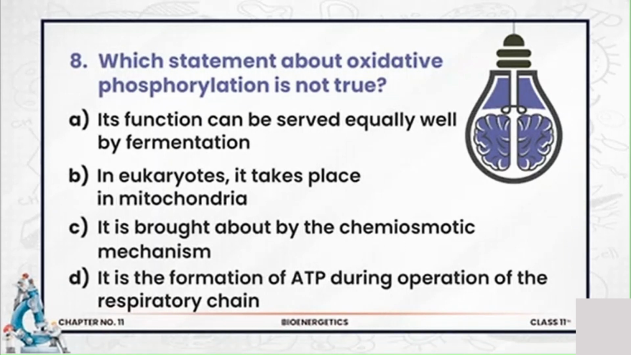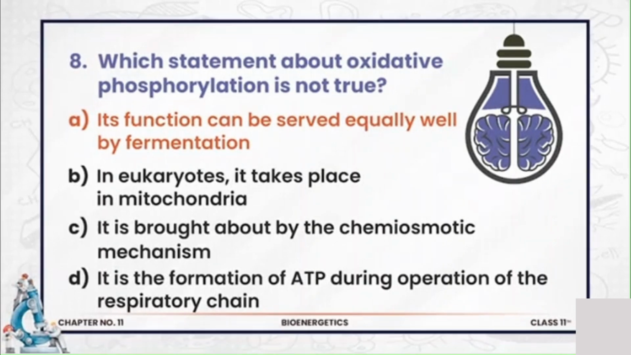Yes. Charlie option, it is brought about by the chemiosmotic mechanism. Delta option, it is the formation of ATP during operation of the respiratory chain. So that is also true. So only one option is left, that is, its functions can be served equally well by fermentation. Fermentation is anaerobic respiration and there is no involvement of oxygen, while here we are talking about oxidative phosphorylation. So this is not true for it. Clear? Alpha option is the answer.